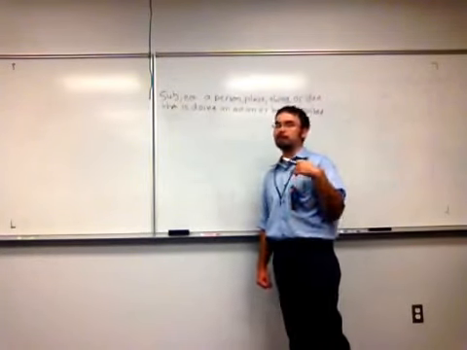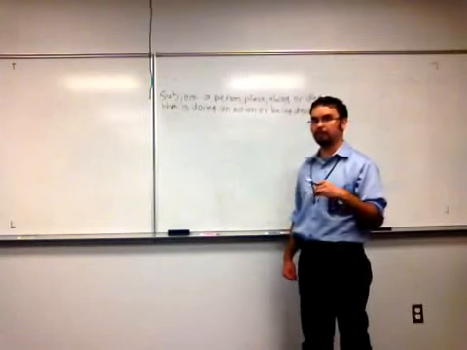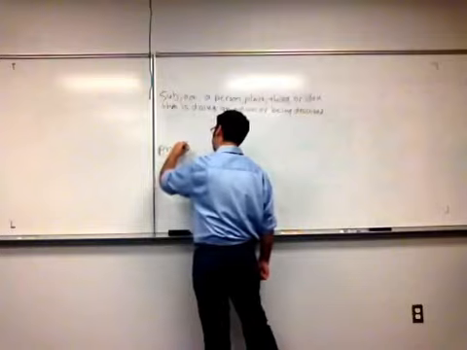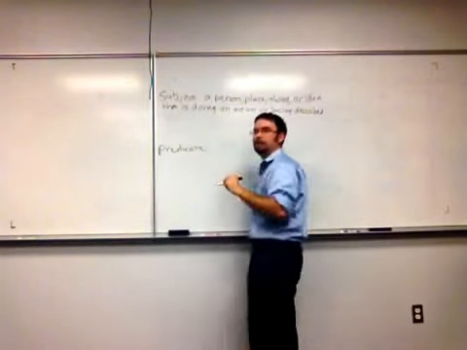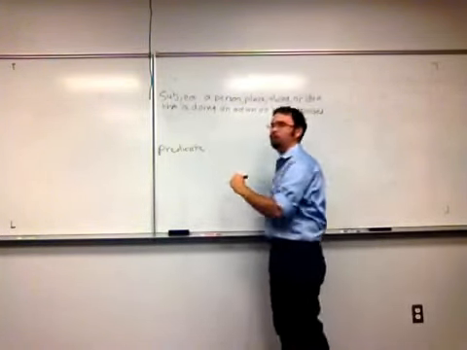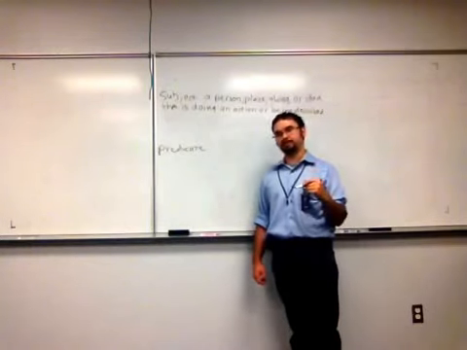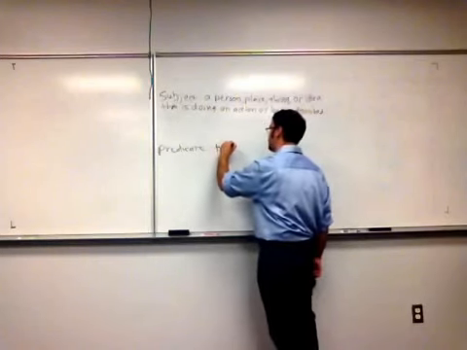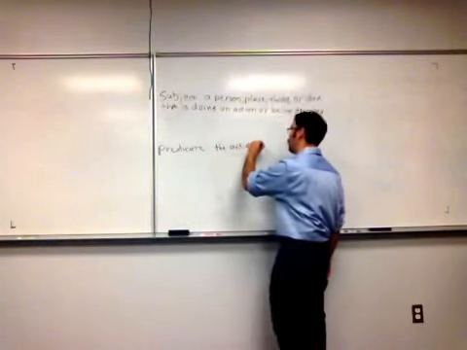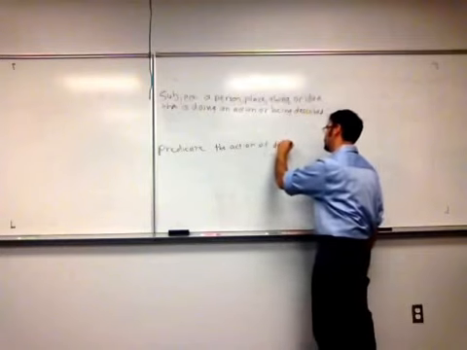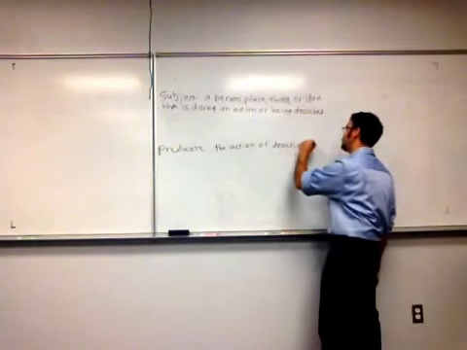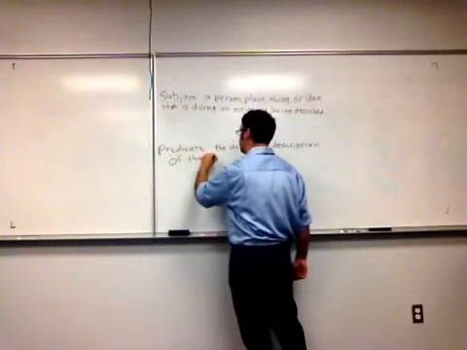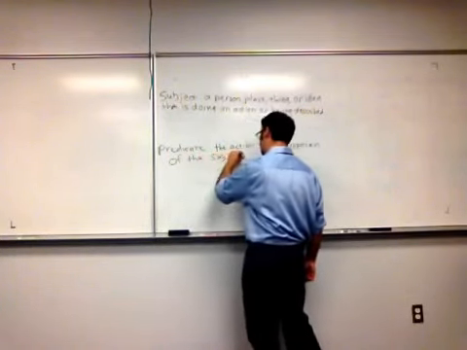Now then, there's also going to be another part of a sentence. It's going to be called a predicate. A predicate is the action or description of the subject. Alright?